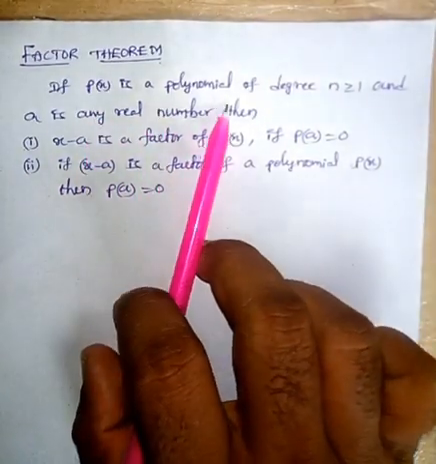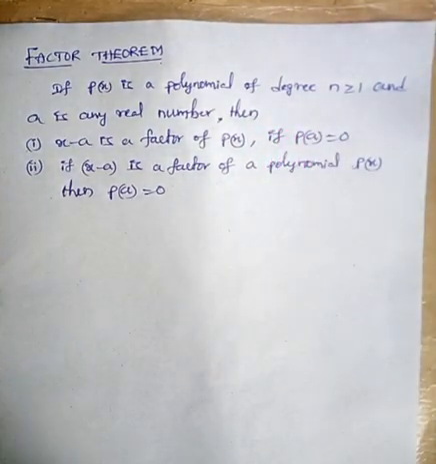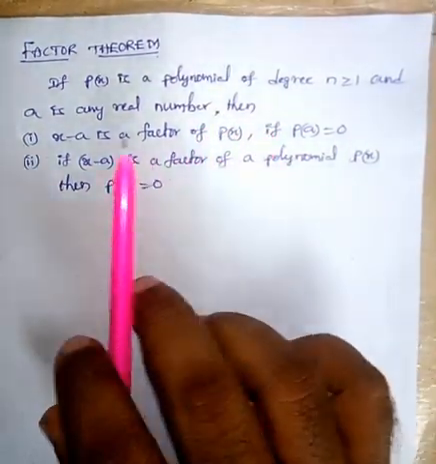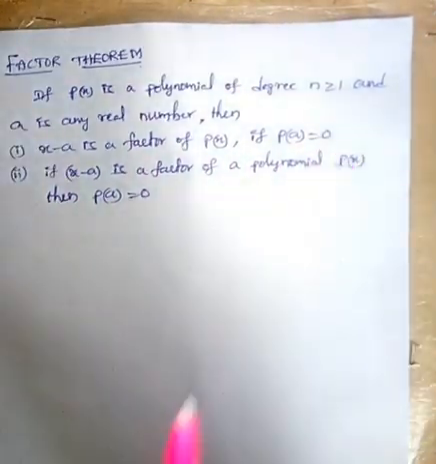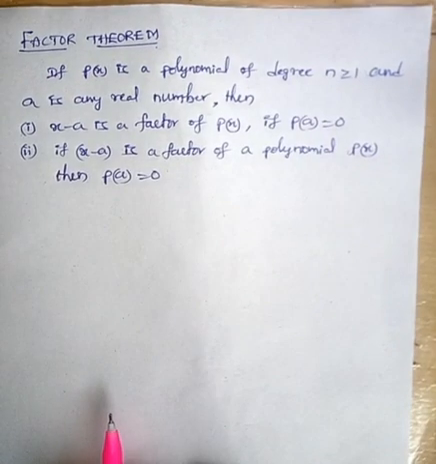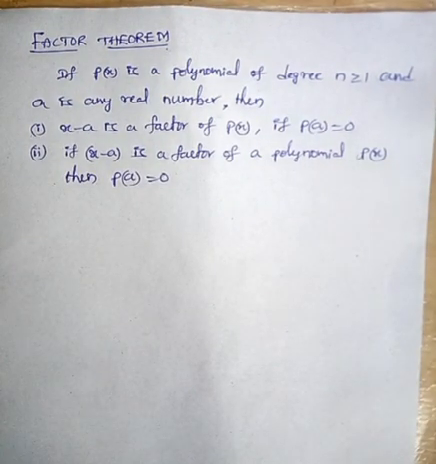If p(x) is a polynomial of degree n greater than or equal to 1 and a is any real number, then x minus a is a factor of p(x) if p(a) equals 0. And the second statement: if x minus a is a factor of a polynomial p(x), then p(a) equals 0.